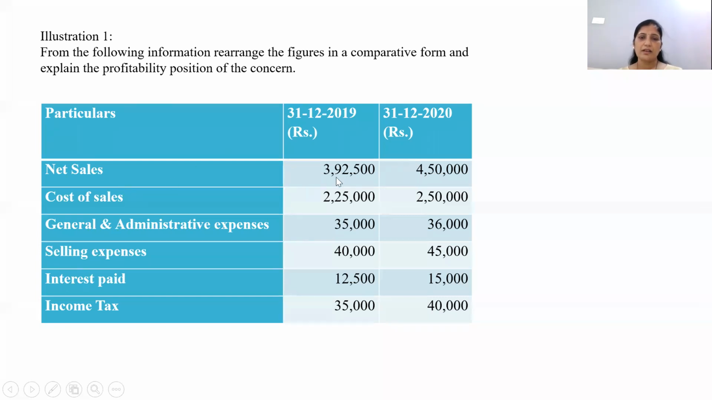Net sales 3,92,500, 4,50,000. Cost of sales 2,25,000, 2,50,000. General and administrative expenses 35,000 and 36,000. Selling expenses 40,000, 45,000. Interest paid 12,500, 15,000. Income tax 35,000 and 40,000. Take down this problem first.